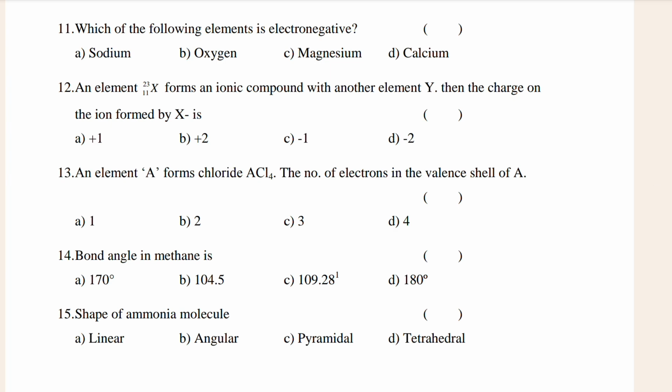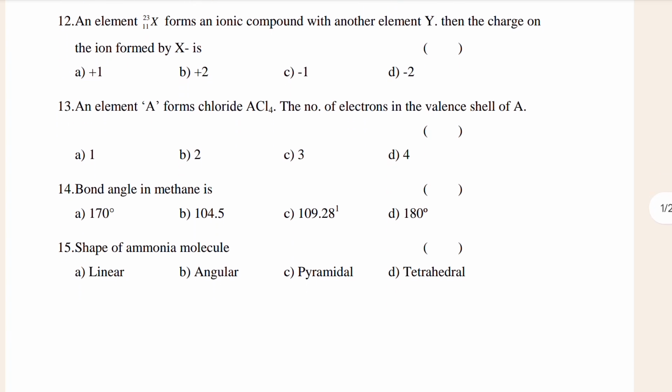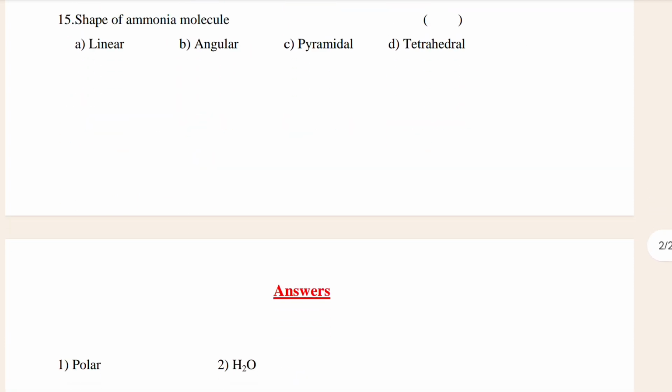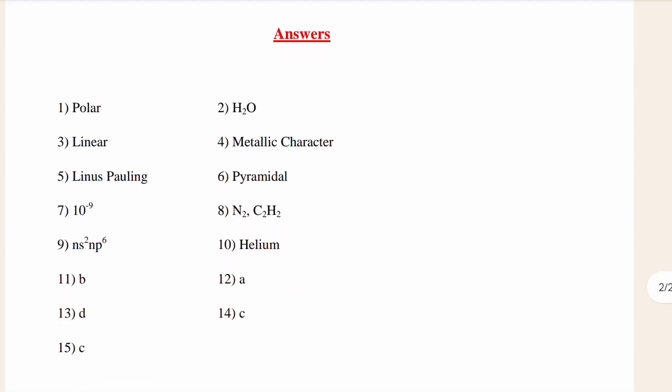Which of the following elements is electronegative? Okay, now: sodium, oxygen, magnesium, calcium. This type of question is given. An element that forms ionic compounds. Okay, then here is the answer sheet also.